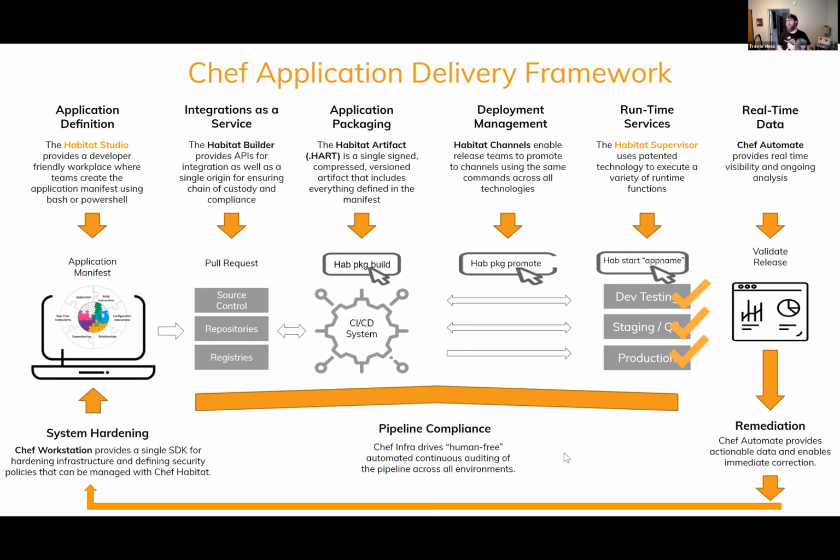So you can see real-time visibility and ongoing analysis of how your applications are operating. So if something happens to go out of policy, or if you notice something that needs to be changed about your application, you can see what versions are deployed and things of that nature so that you can update the code as part of the application definition to remediate it, build a new package, publish it through to Builder, and roll that update out through your channels.